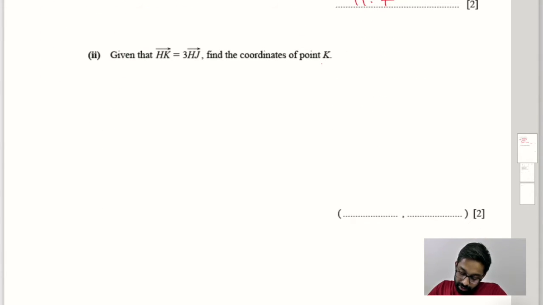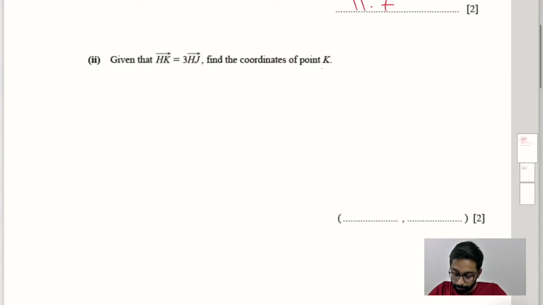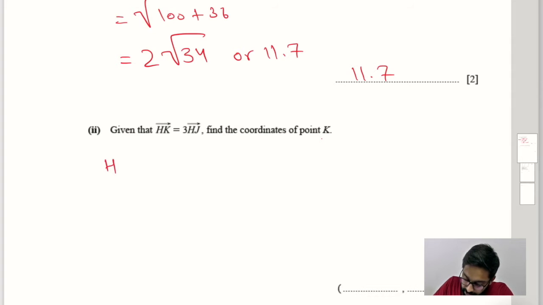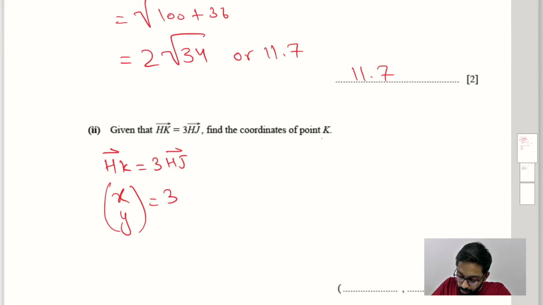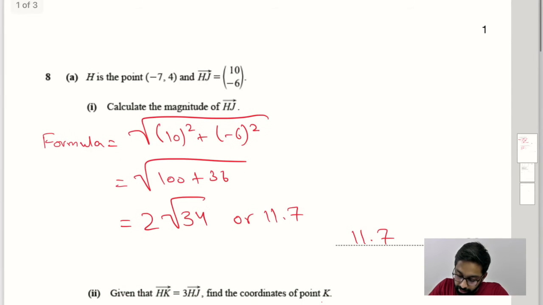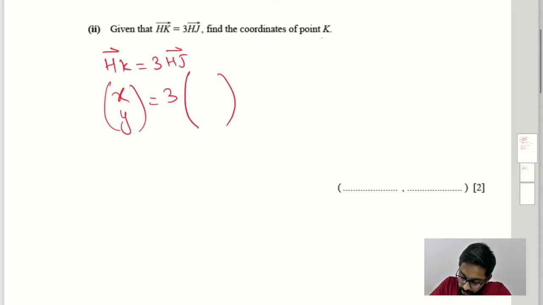The question further says, given that HK is equal to 3 times HJ, find the coordinates of the point K. Okay, that means HK, I'll just write that down again, is equal to thrice of HJ. So we don't know HK. Let's assume it is (x, y). But we do know what HJ is, and it is (10, -6). So you write 10 and -6 here, and you just multiply it by 3. So you get 30 and you get -18. These are the coordinates of HK.